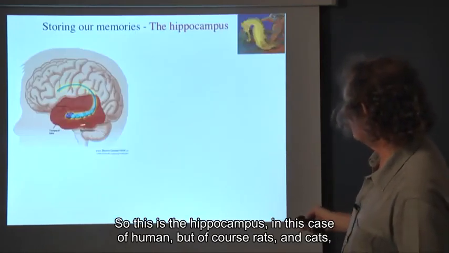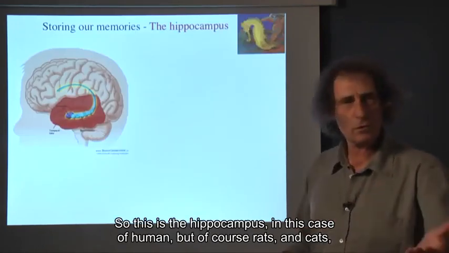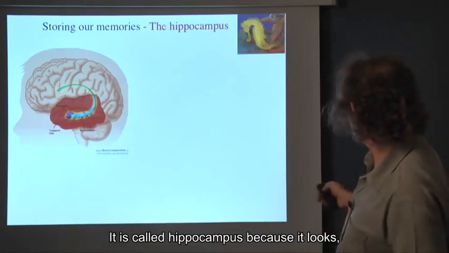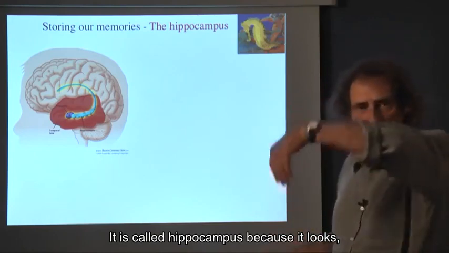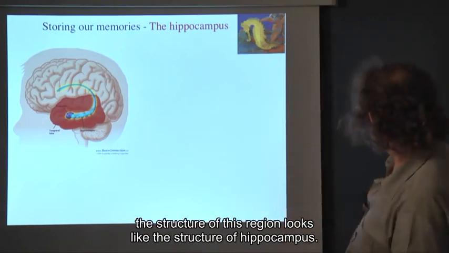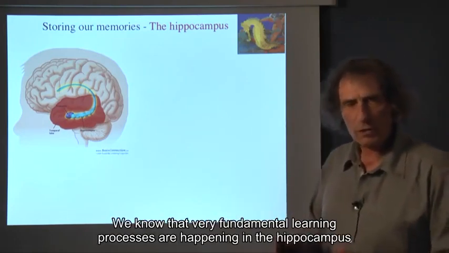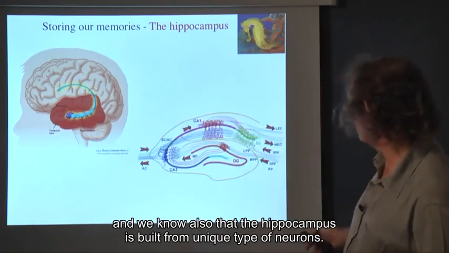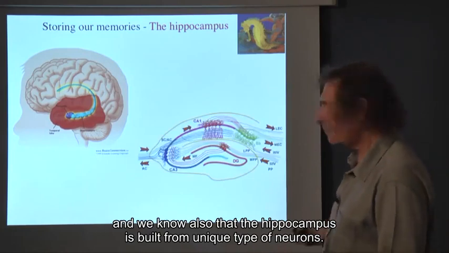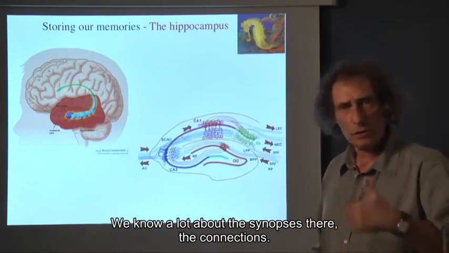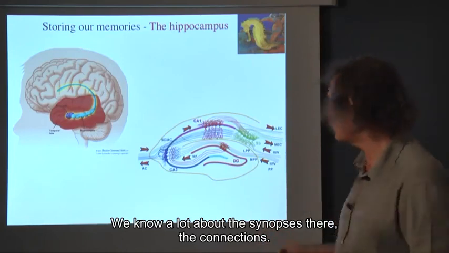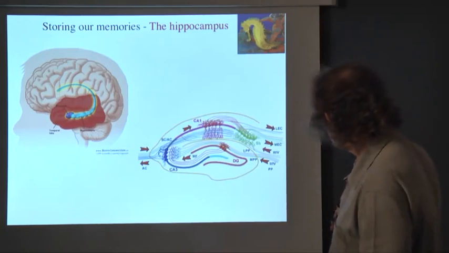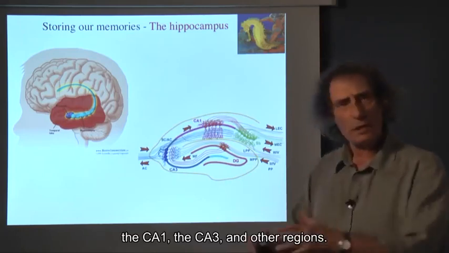So this is the hippocampus, in this case of human, but of course rats and cats and monkeys also have hippocampus. It is called hippocampus because the structure of this region looks like the structure of a hippocampus. We know that very fundamental learning processes are happening in the hippocampus, and we know also that the hippocampus is built from a unique type of neurons. We know a lot about the synapses there, the connections. We know a lot about the anatomy of different regions of the hippocampus, the CA1, the CA3, and other regions.